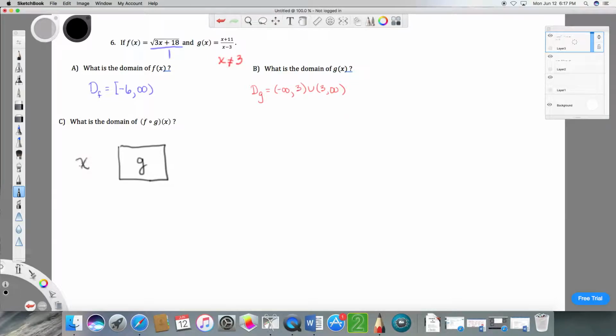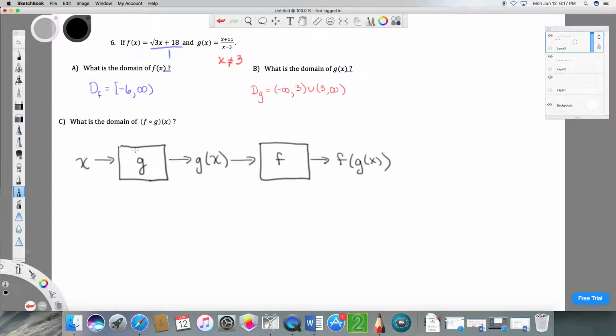We look to the domain of g, pick a value, plug it into g, and the output of g, we call it g of x. Well, that output of g now becomes the input for f, and the output of f of g of x.